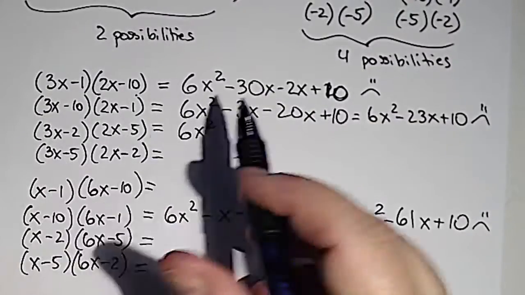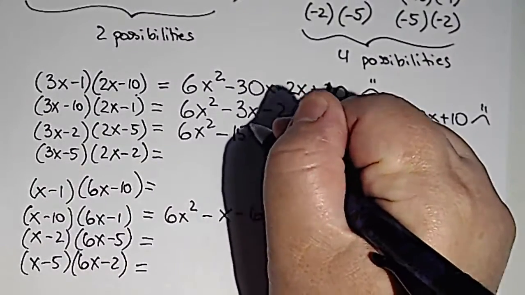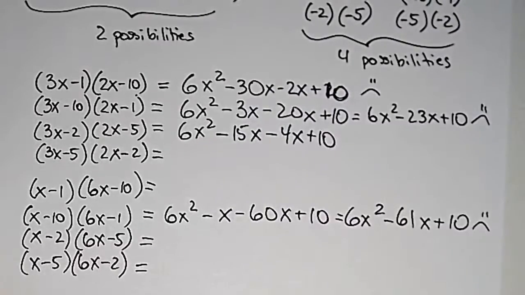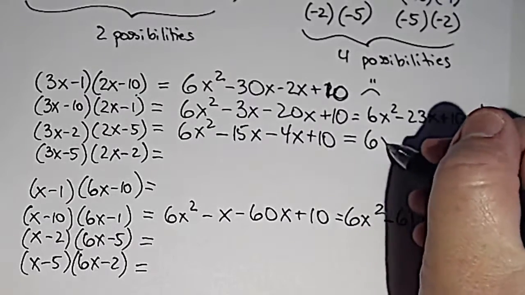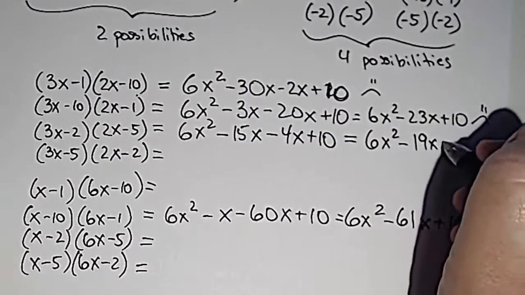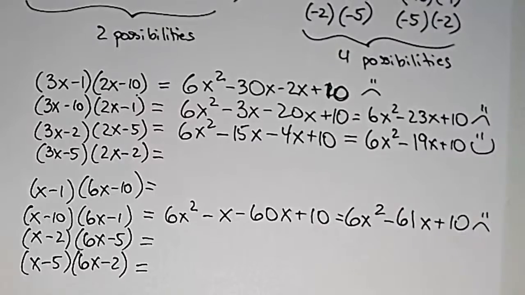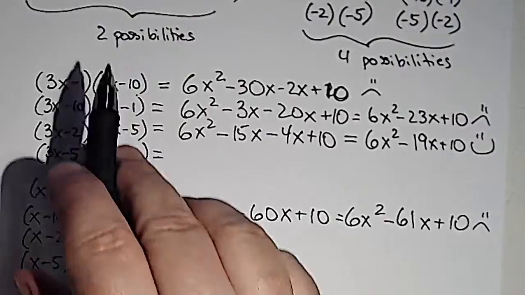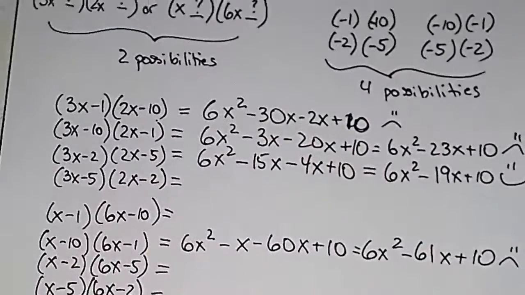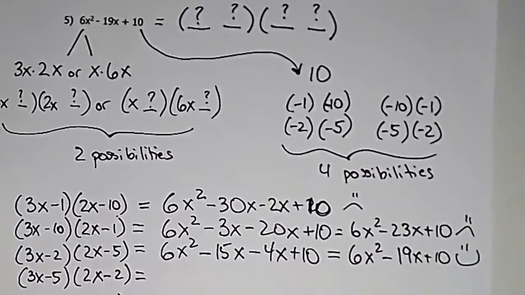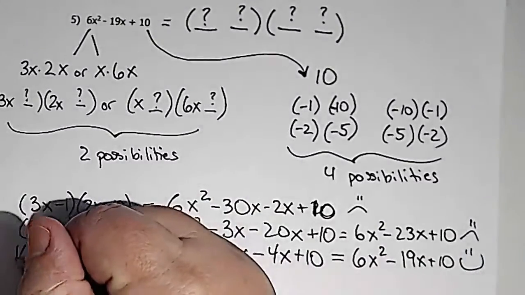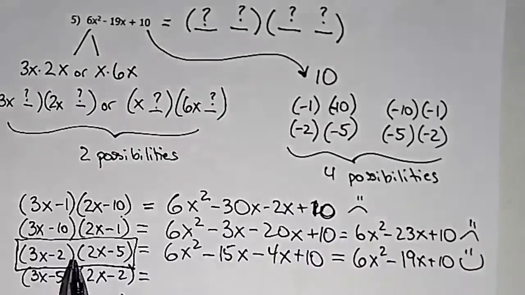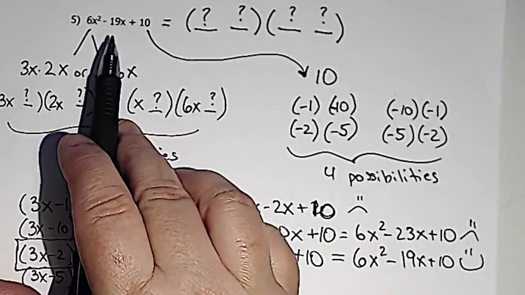This guy is going to be 6x squared minus 15x minus 4x plus 10. And that gives us 6x squared minus 19x plus 10. Oh my gosh, we got lucky. Third one out. Let me scooch it up. This is how you factor this one.